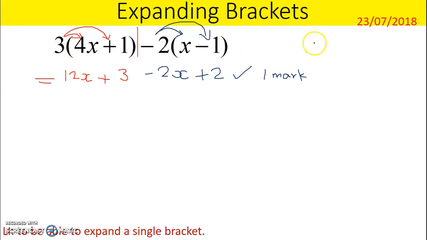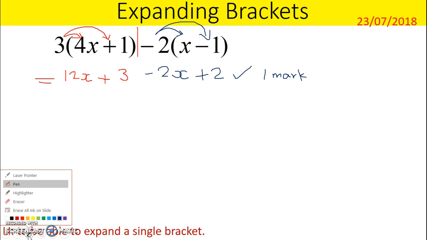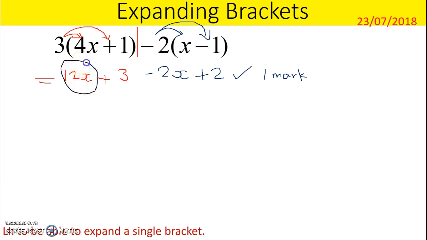And for the next bit, you have to collect the like terms. I'm going to use a different color pen. I'm going to circle my x terms, and then I'm going to draw a box around my numbers.